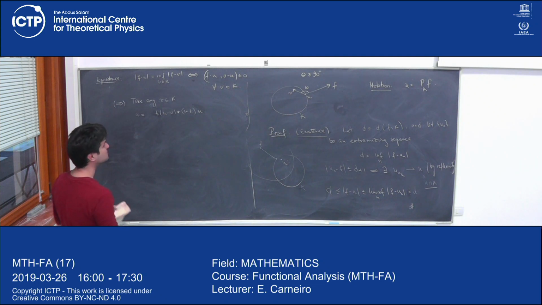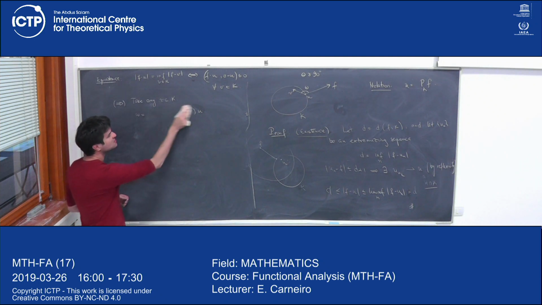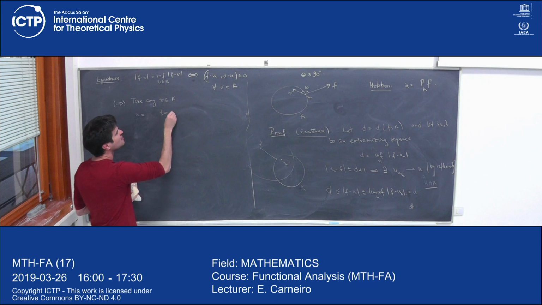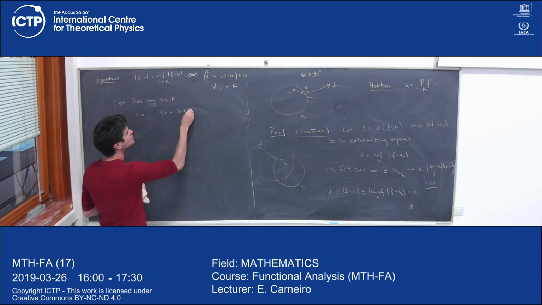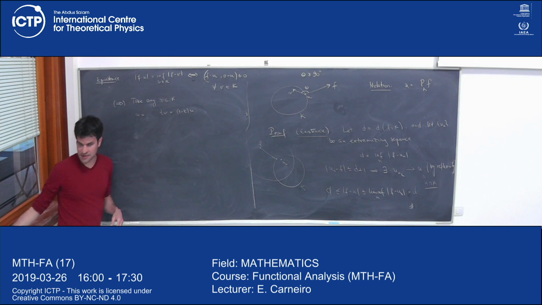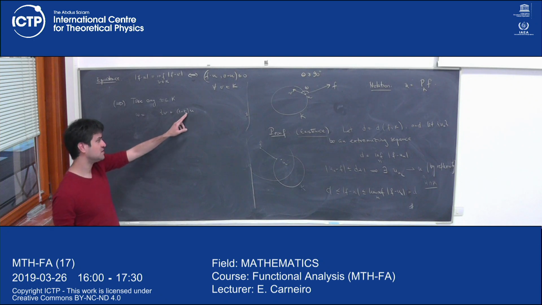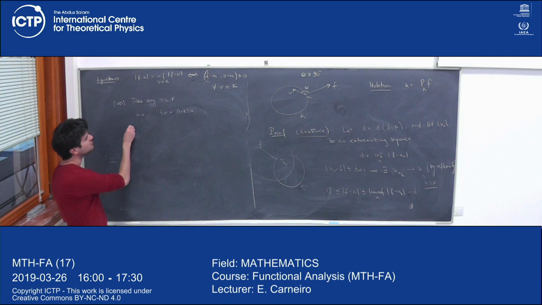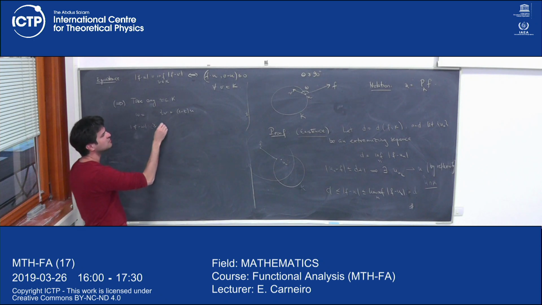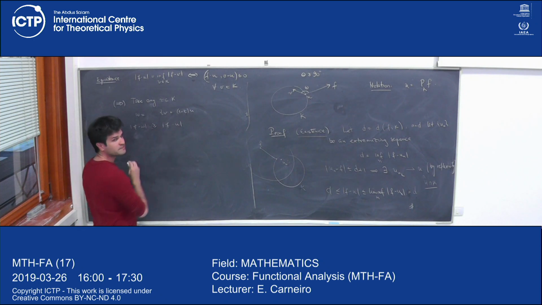So let me just take t v plus 1 minus t u. So I'm going to connect these two guys. When t is 0, I'm at u. When t is 1, I'm at v. Let's just see what happens here. So for this w, the norm of f minus w is bigger than or equal to the norm of f minus u, right?